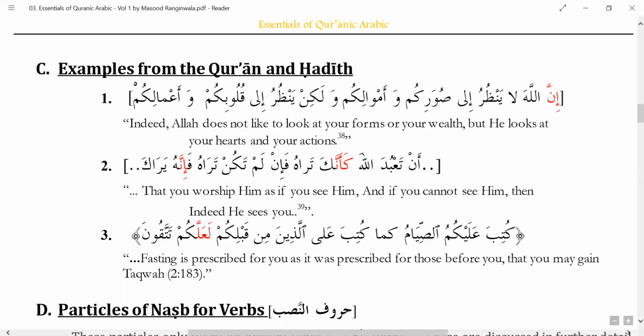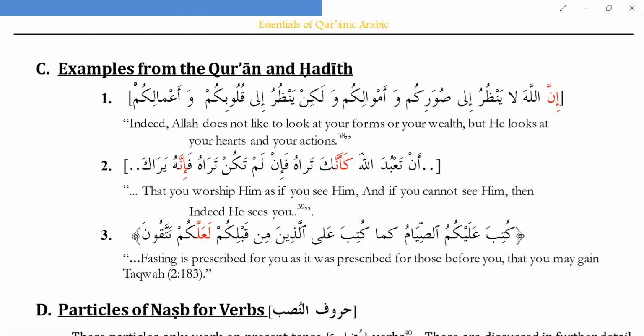So these attached pronouns can be either nasb or jar. They are the same form in nasb and jar. How do you know here it's nasb? Because it is coming after a harf of nasb. Ka'anna is a harf of nasb. Because you see, which list does it fall into? Does it fall into the Ba, Kaf, Lam, Waw list? No. When you see the whole list, it will not be there in that. Does it fall in the Inna and its sisters list? Inna, Anna, Ka'anna, La'alla. Yes, Ka'anna. So that means it is harf of nasb.